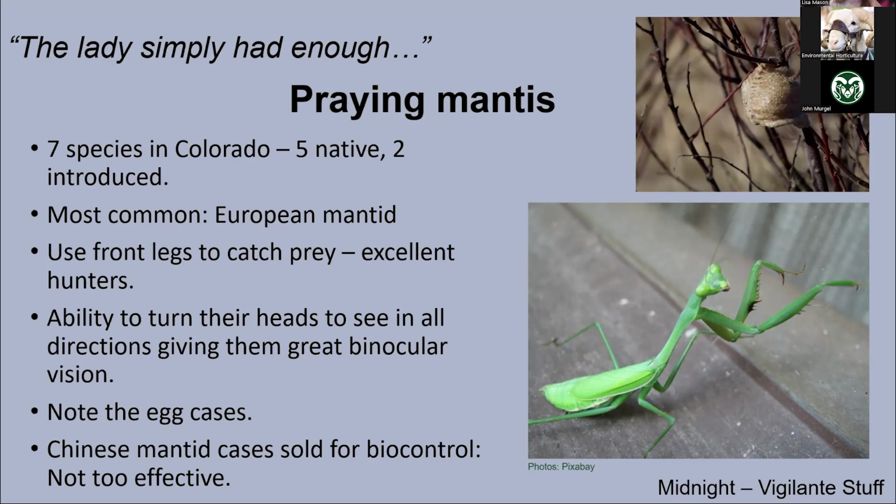Here along the Colorado Front Range, you're likely to see 2 of the introduced species: the European mantid, which is the most common, and the Chinese mantid. Notice their forelegs. Look at their modified forelegs that are used to grasp prey. So they stalk their prey and are very quick to grasp their prey.